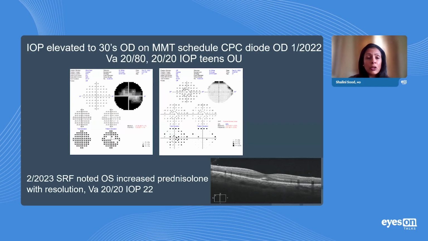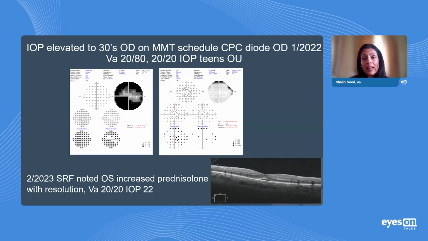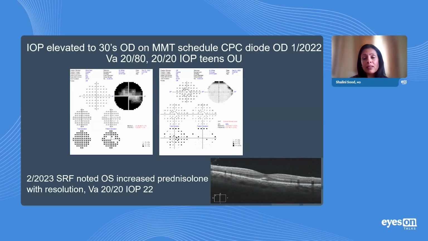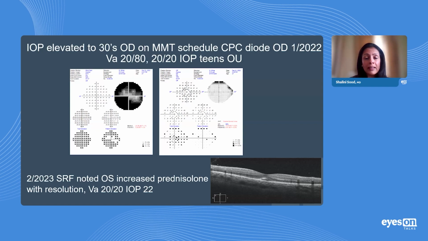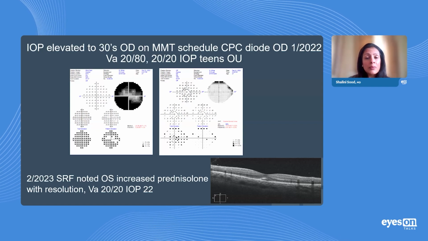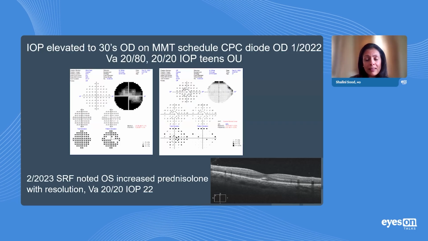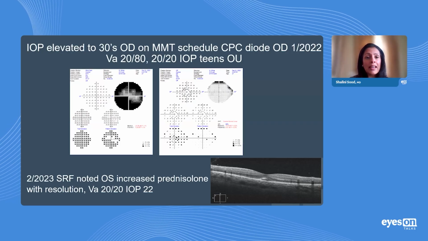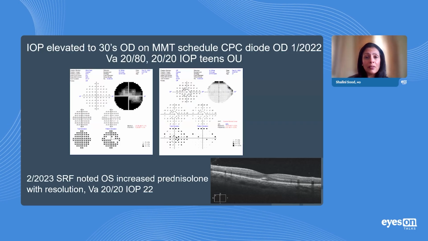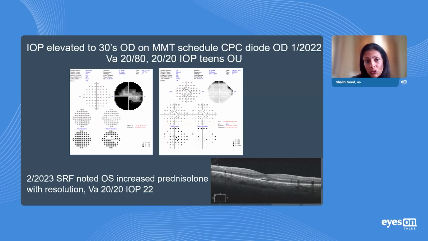Her pressure did increase to the 30s in the right eye on max drops again, and a CPC was performed in that right eye in 2022. This is the first time we were able to get a visual field after she had that lens removed in the left eye, and her vision thankfully was 20/20 in that left eye, 20/80 unfortunately in the right eye.